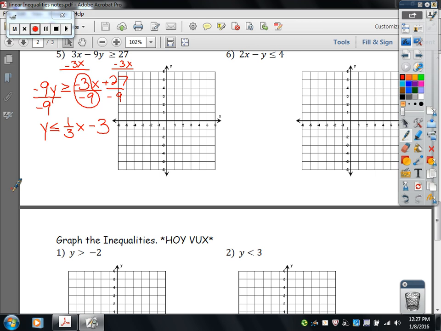Now let's graph it. Where do I start? My slope is up 1 to the right 3, up 1 to the right 3, or down 1 to the left 3. Is it going to be solid or dashed? Solid, right?